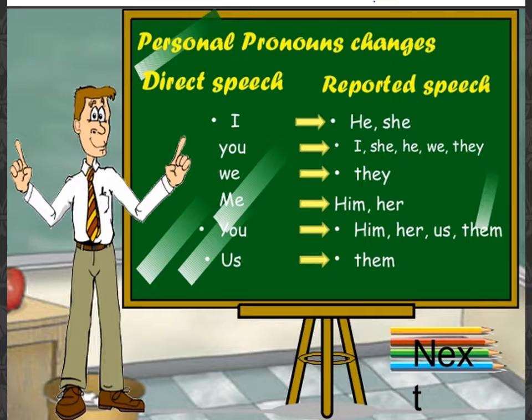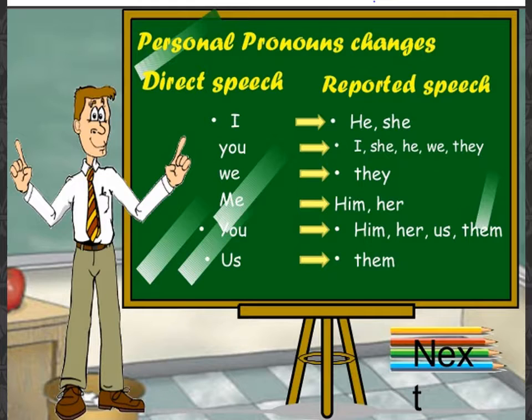What about personal pronoun changes? For example, when I say to someone of you, I have an accident, then this girl tells her sister or her mother at home that the teacher had an accident. Should she say, I had an accident? No, she will say, the teacher said that she had an accident. So I here is turned to he or she according to the speaker.